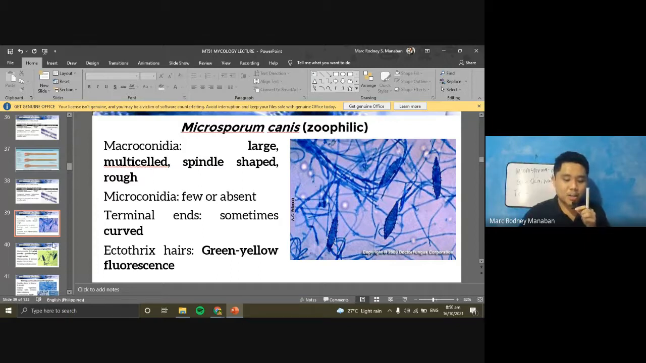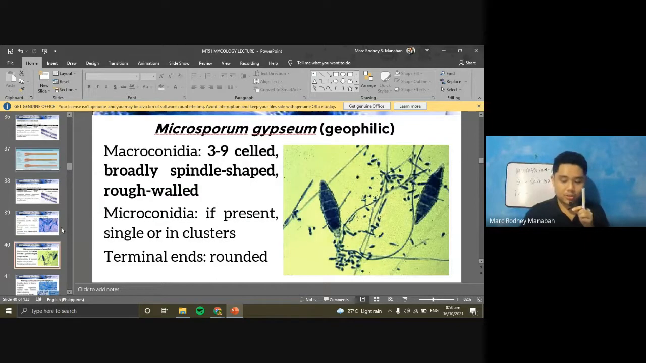Alright. Next, you have Microsporum gypseum. Alright, your geophilic. The macroconidium is still spindle-shaped, pero it's much broader. Alright, it's broader compared to your M. canis.